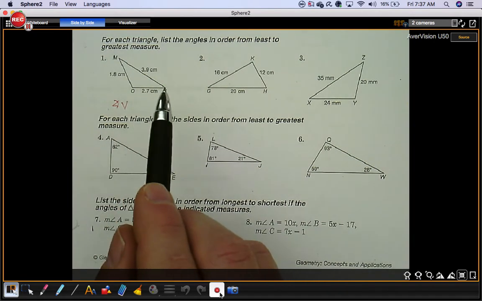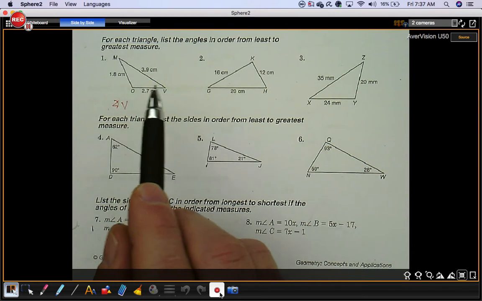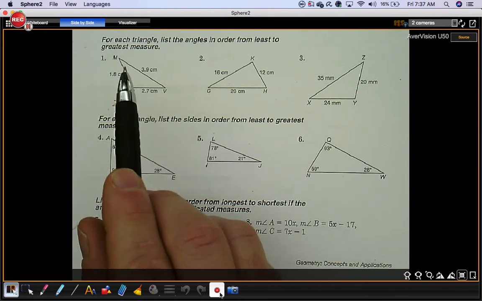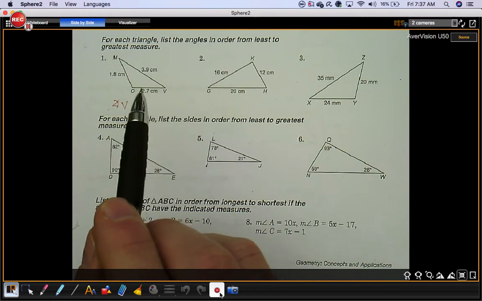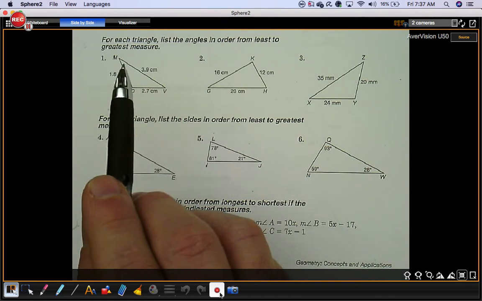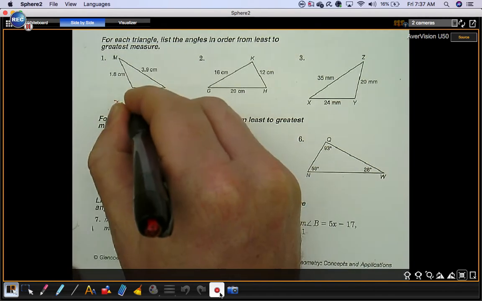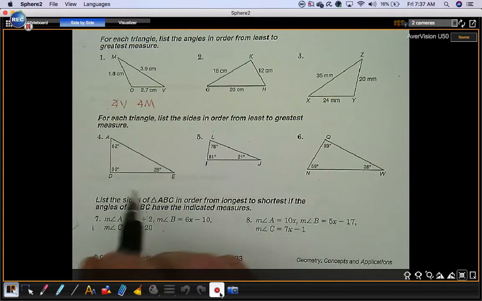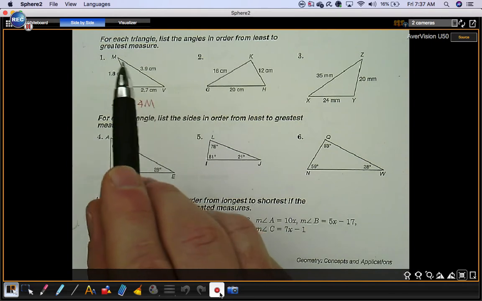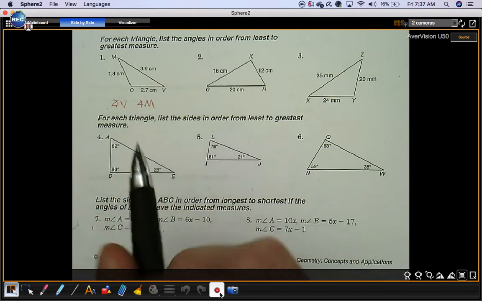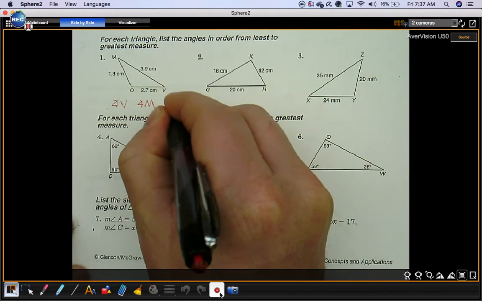The next smallest side is segment OV, and it doesn't touch angle M. So across from this second smallest side is the second smallest angle, angle M. This is the biggest side, segment MV. Across from that is the biggest angle, angle O.